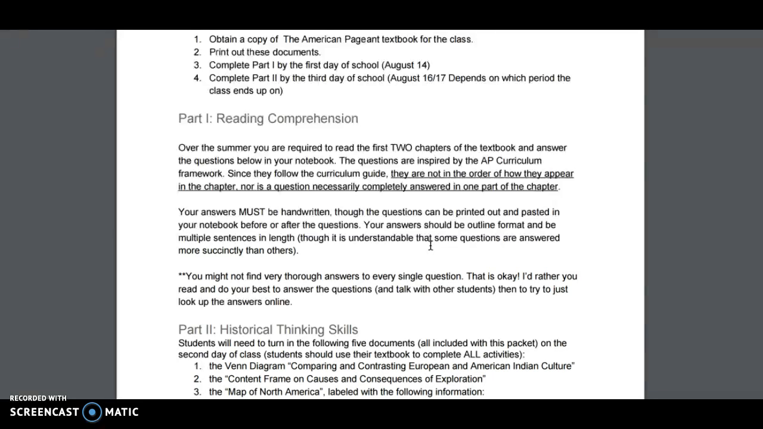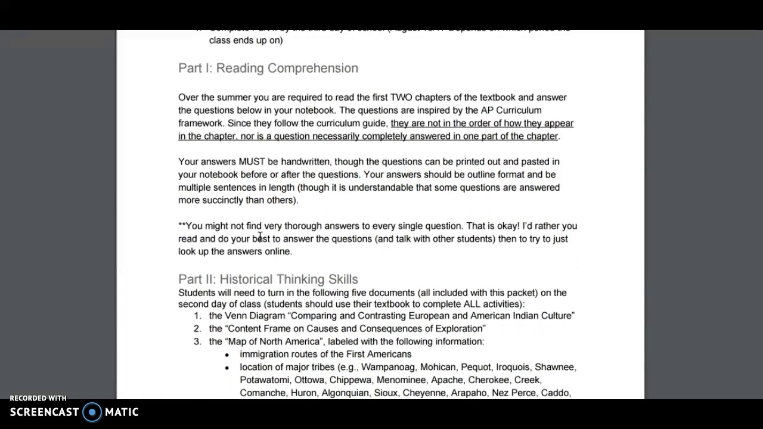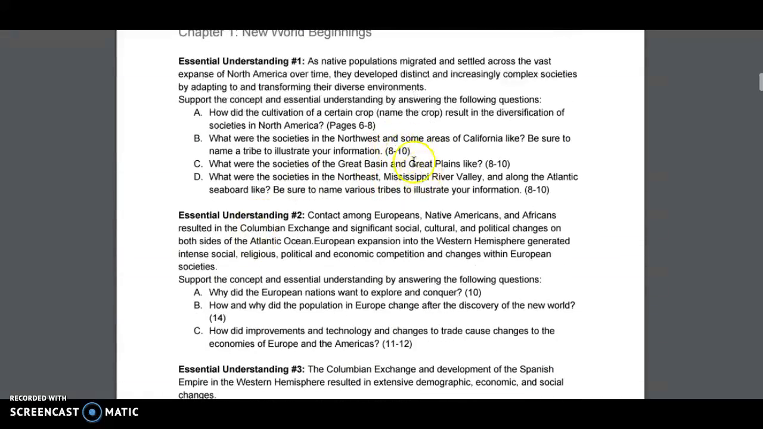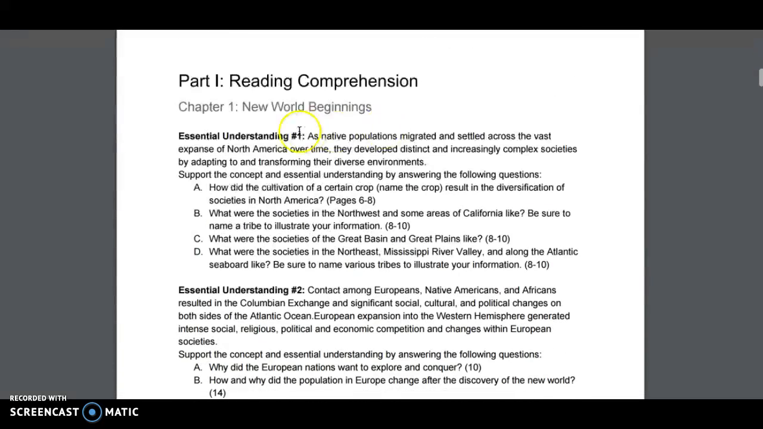A lot of stuff is handwritten in my class, and you use your notebook all the time. Your answers should be in outline format, and some of you who write too much in your notes, hopefully you'll learn what is actually most important and you don't have an overwhelming amount of information. I also put the page numbers to try to help you with your responses. Actually, let's look at part one right now.